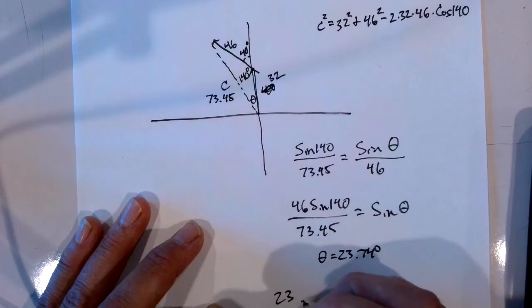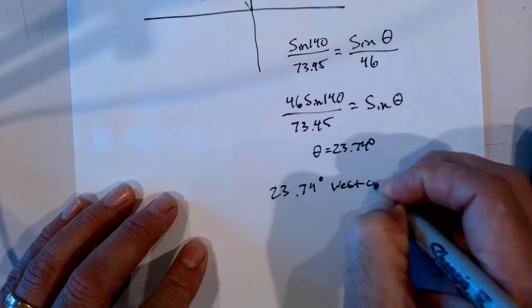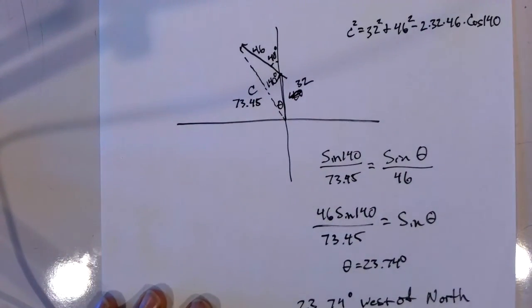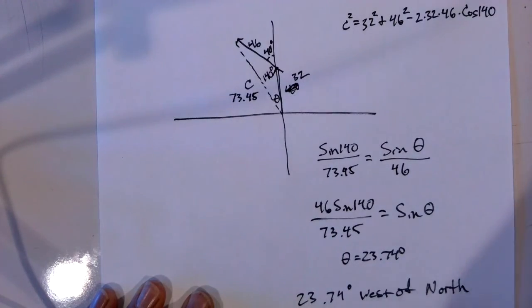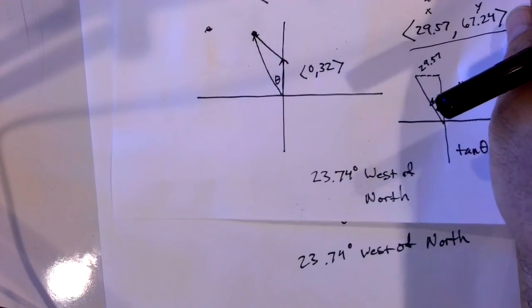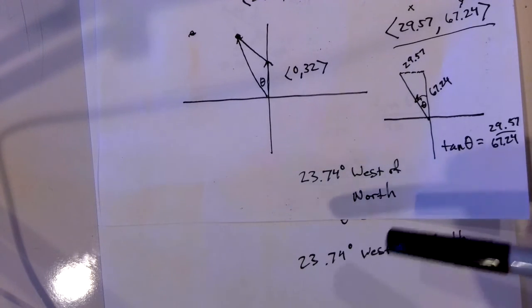So 23.74 degrees west of north. Let's check that with my previous work. We tried it 2 different ways. Hey, look at that. In both situations, I got 23.74 degrees west of north. So that's just one last piece: as you work to be a really, really excellent mathematician, it's not just finding one way to do it, it's finding multiple ways to do it. And that way you can always check and verify your answer.